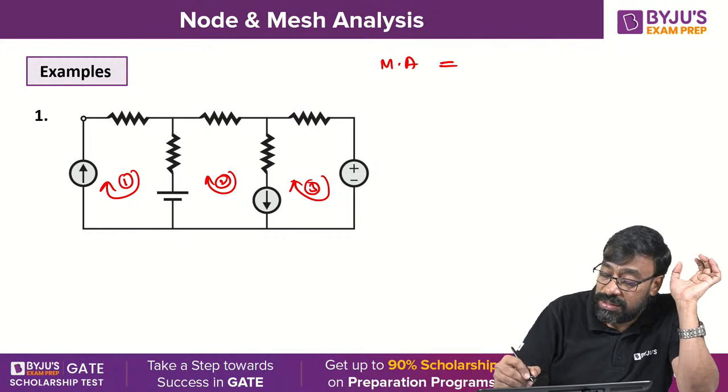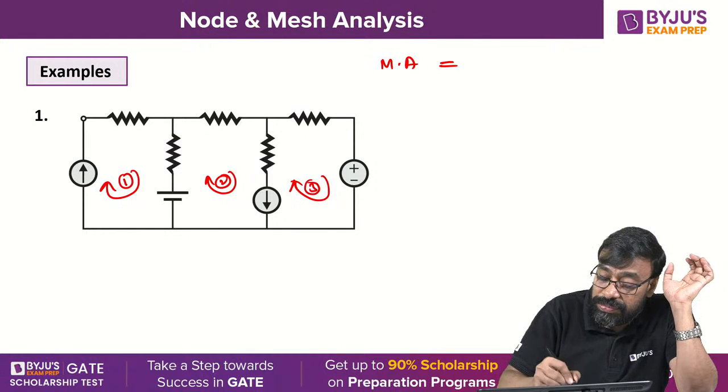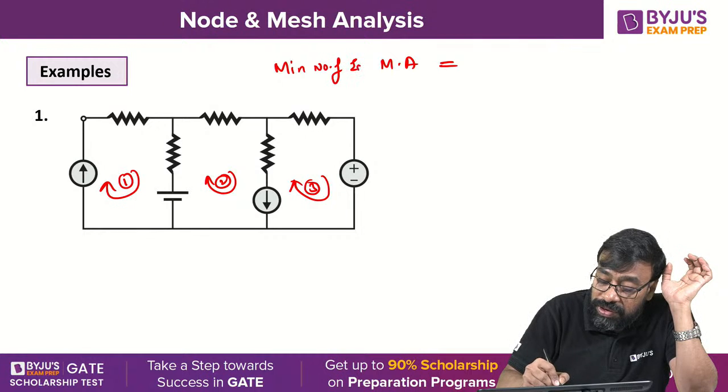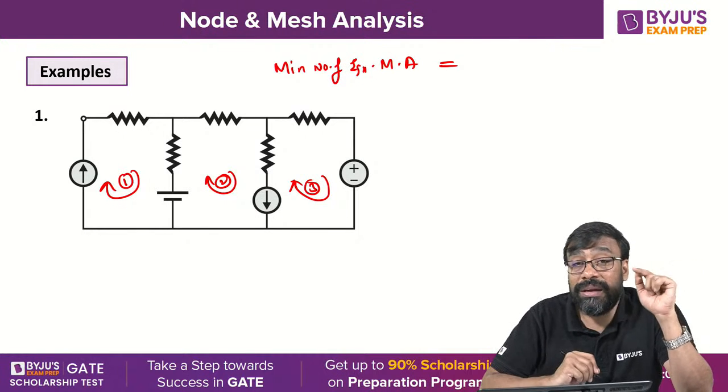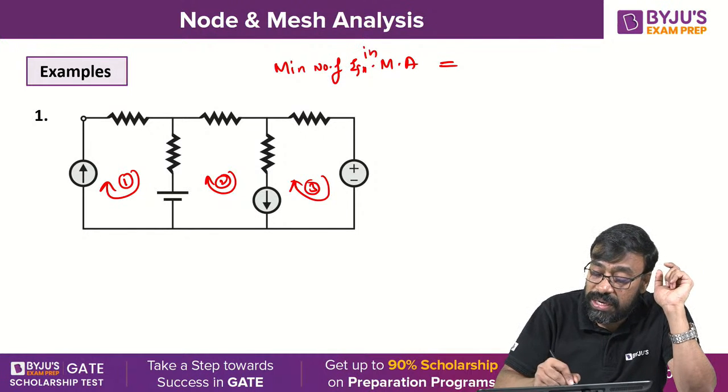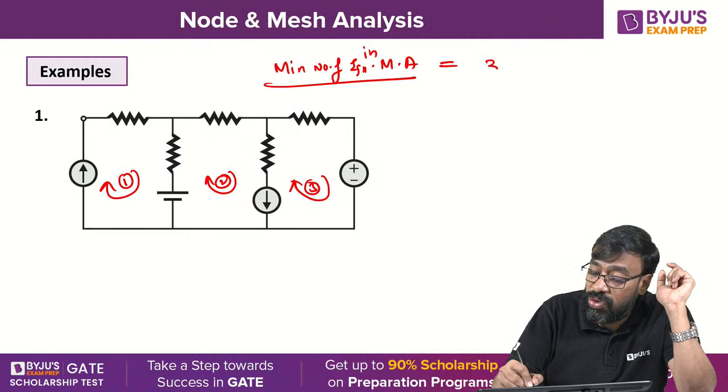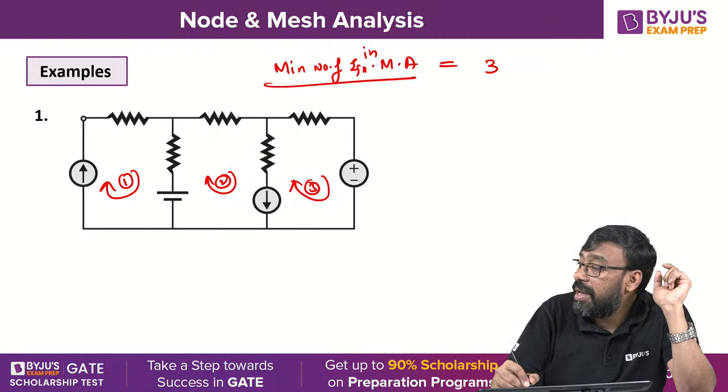According to mesh analysis, the minimum number of equations, in mesh analysis, will be 3 loops, 3 fundamental loops.